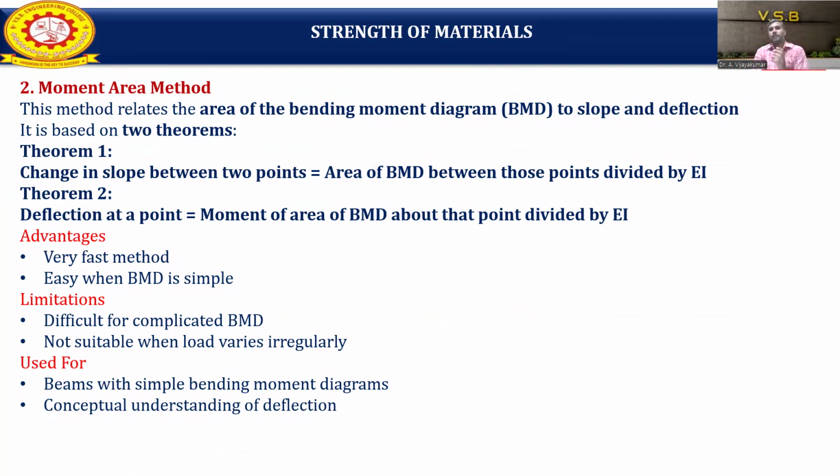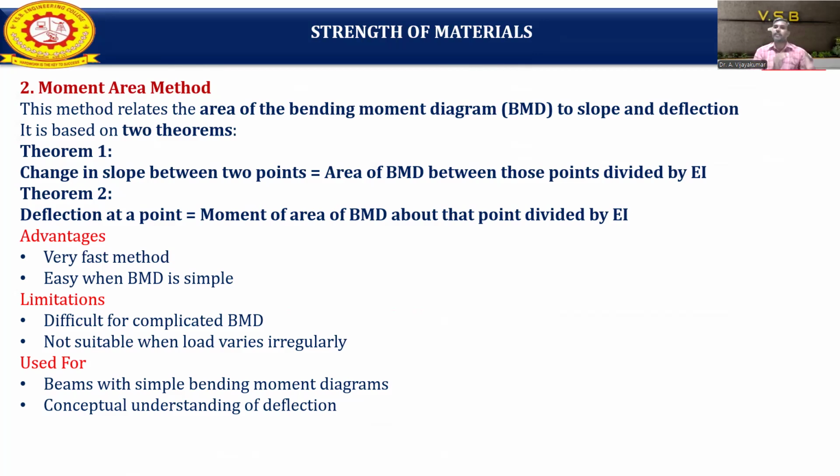We need to find out the moment area, which we need to calculate based on the bending moment calculation. This method relates the area of the bending moment diagram to slope and deflection, and it is based on two theorems. Theorem one says that the change in slope between any two points.